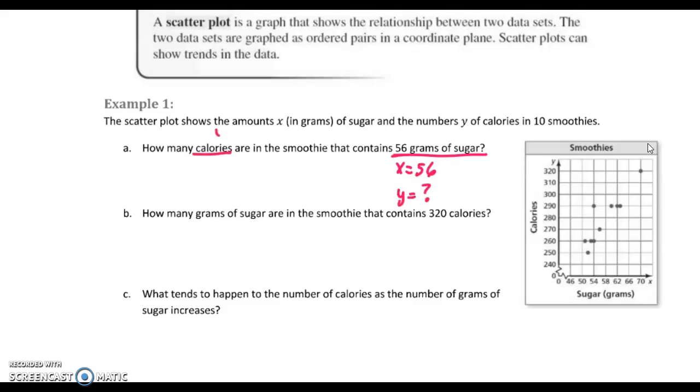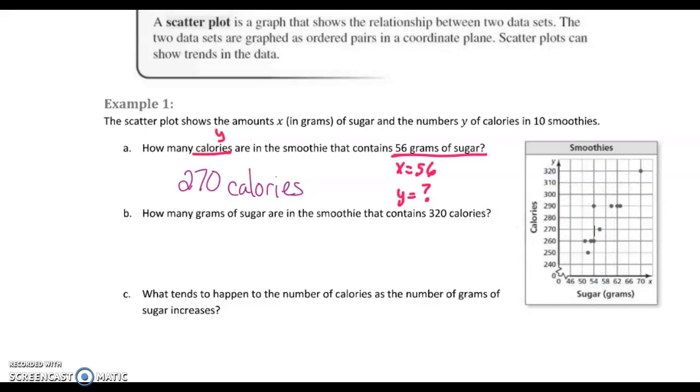Because calories is Y. So if you look at the x-axis of the graph, here's 54 and here's 58. So 56 would be halfway between 54 and 58. If you go up halfway, this point right here has an x value of 56. Then we want to know how many calories that smoothie has, so go over and look at the y value, and the y value is 270 calories.